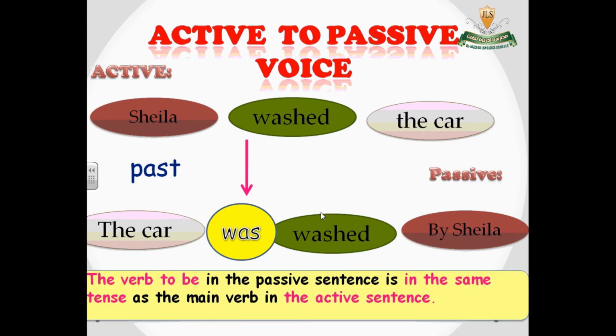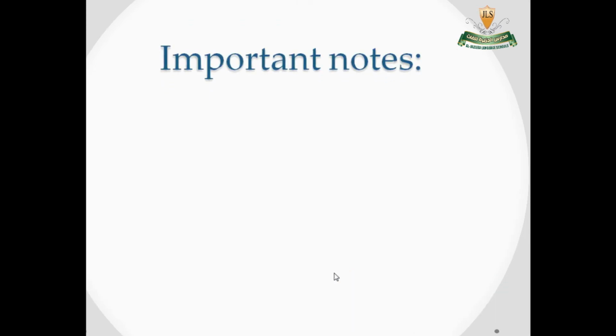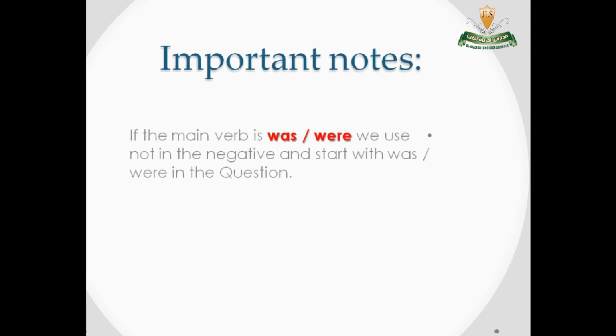The verb to be in the passive sentence is in the same tense as the main verb in the active sentence. The important notes, as we know: if the main verb is was or were in the past tense, I will keep it as it is and I will put not. I will not put didn't here. No, I will keep it as it is and I will put was or were plus the negative form. And in the question, it will be the same. He was at school yesterday.